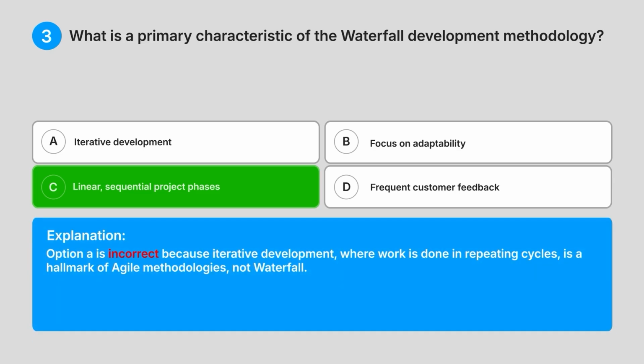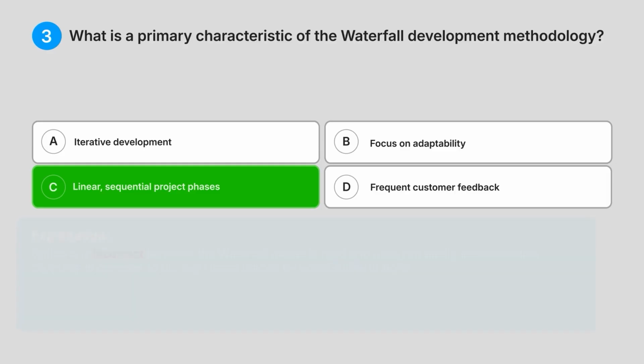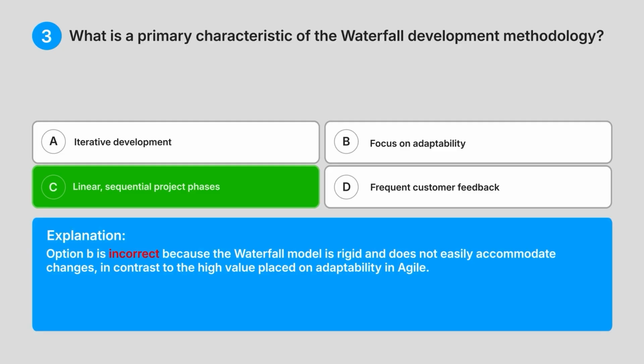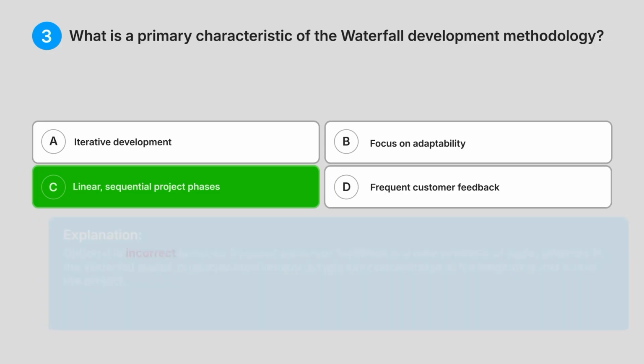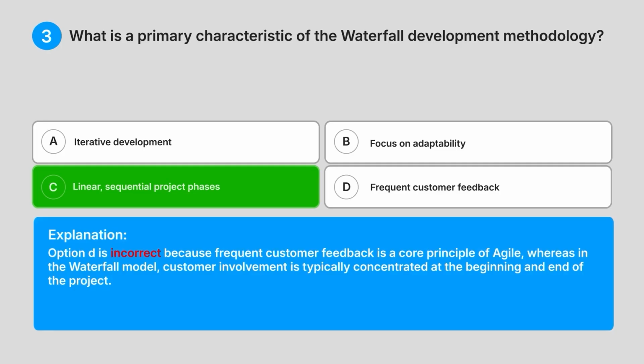Option A is incorrect because iterative development, where work is done in repeating cycles, is a hallmark of agile methodologies, not waterfall. Option B is incorrect because the waterfall model is rigid and does not easily accommodate changes, in contrast to the high value placed on adaptability in agile. Option D is incorrect because frequent customer feedback is a core principle of Agile, whereas in the waterfall model, customer involvement is typically concentrated at the beginning and end of the project.